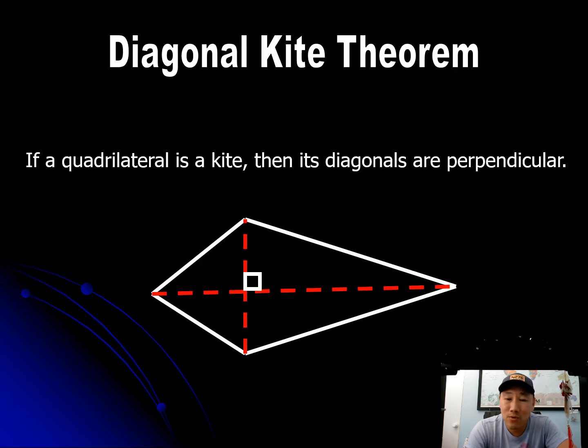Let's look at some properties of a kite. All right, the diagonal kite theorem. If a quadrilateral is a kite, then its diagonals are perpendicular. All right, so if you have a kite, it turns out that if you draw in the diagonals, they will always meet at 90 degrees.